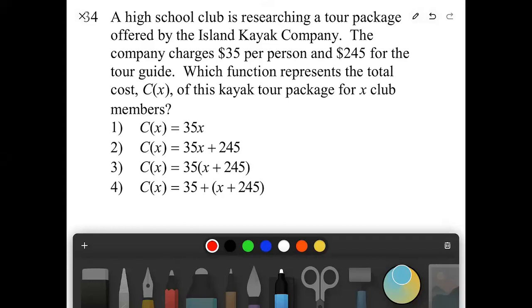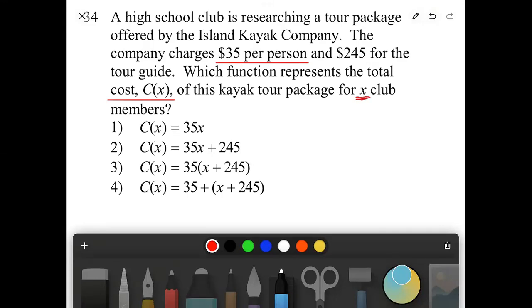All right, so here's what we got here. We have a word problem. It says we got a high school club that's researching a tour package offered by Island Kayak Company. The company charges $35 per person. That's important, $35 per person, and then $245 for the tour guide. Which function represents the total cost C of X of this kayak tour package for X club members?